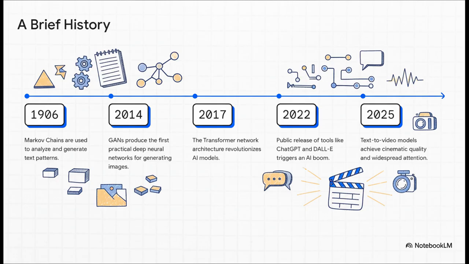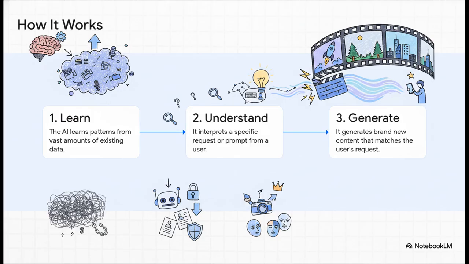So when you boil it all down, the whole thing comes down to this really simple three-step process. First, the AI learns patterns from just massive amounts of data. Second, it figures out the specific thing you're asking for, what we call a prompt. And third, it generates brand new, totally original content that matches what you asked for. That's pretty much it. That's the engine that is driving this entire revolution.